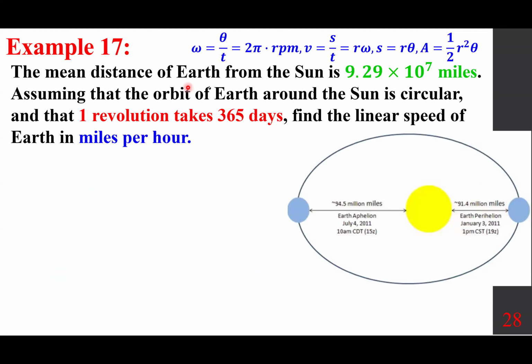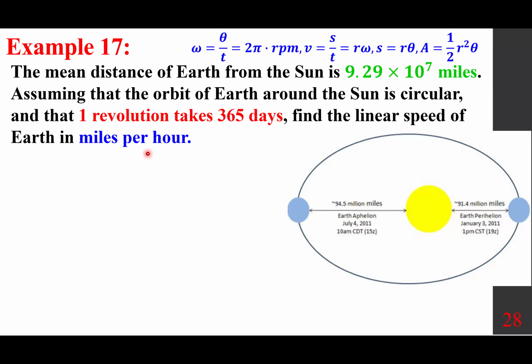The mean distance of Earth from the sun is 9.29 times 10 to the power of 7 miles. Assuming that the orbit of Earth around the sun is circular, which it is not, but it's very close, and that one revolution takes 365 days, again, it's 365 days and 1/4 of a day roughly. Find the linear speed of the Earth in miles per hour. These are all approximations.